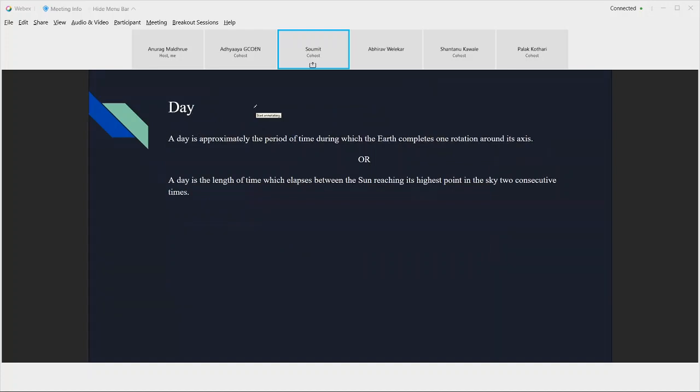So in the calendar section, I told you everyone says there is a different number of days. Someone says there are X number of days, someone says there are Y number of days. So what exactly does a day mean? Is it A: a day is approximately the period of time during which the Earth completes one rotation around its axis, or is it B: a day is the length of time which elapses between the sun reaching its highest point in the sky two consecutive times? I'll try starting a poll if it is possible.